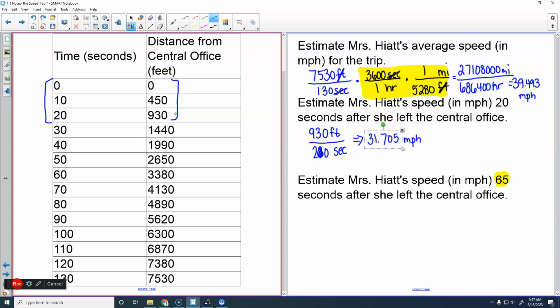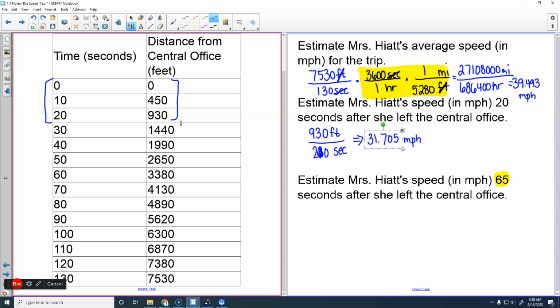Now, were you going fast when you very, very first started off? No. Or, well, was I going fast? I was not, right? Because I was stopped. So I had to speed up. So I was going slower right here than I was right here. So this is my average speed for the first 20 seconds, but it's probably actually a little lower than my actual speed, like my radar gun speed, my speed at that very moment, right?